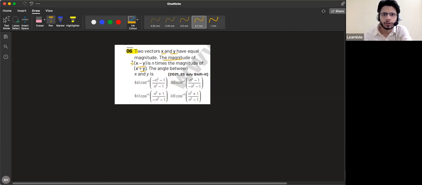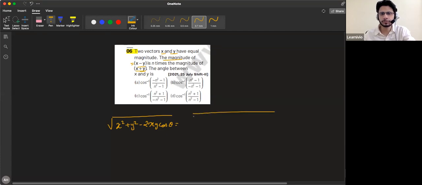So Aksa, how will you calculate the magnitude of x minus y? What's the formula for calculating this magnitude? X square plus y square minus 2xy cos theta, right? And how do you calculate the magnitude of x plus y? X square plus y square plus 2xy cos theta. From this equation, you need to calculate cos theta. So the magnitude of x minus y is n times the magnitude of x plus y.